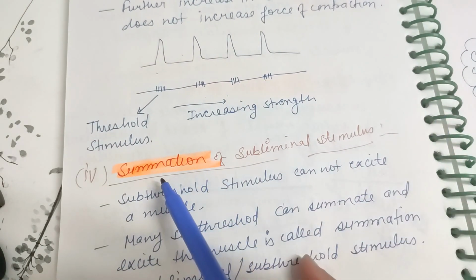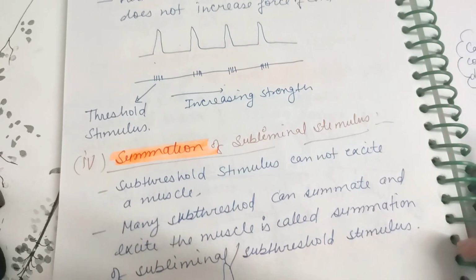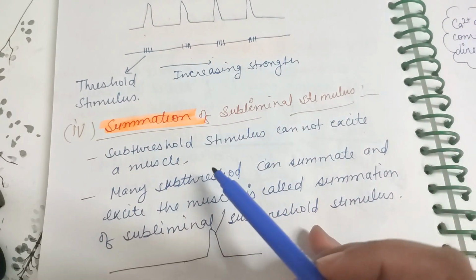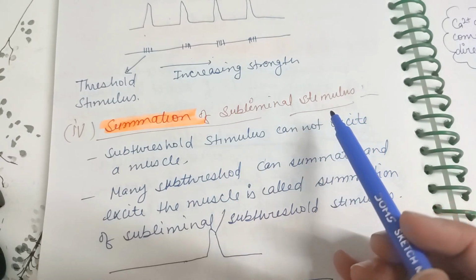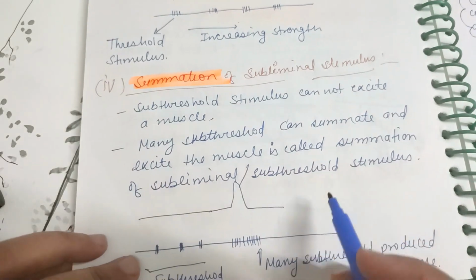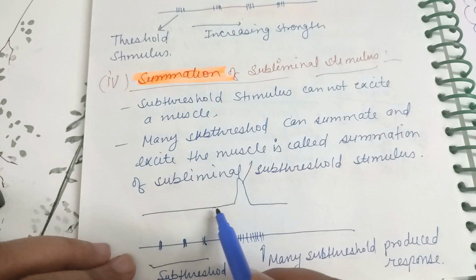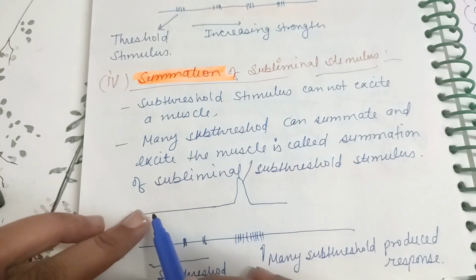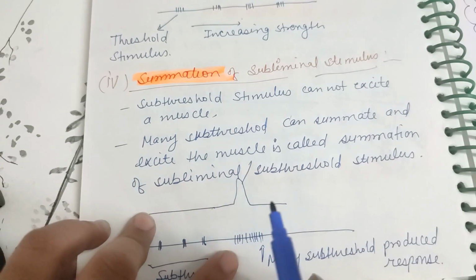Then comes the last property, which is summation of subliminal stimuli. Summation of subliminal stimuli, what is that basically? Subliminal stimuli is basically sub-threshold stimuli. What is a sub-threshold stimulus? The strength of stimulus which is not able to elicit any response. So there were no responses. When we increase the stimulus further, there was a response. So that was the threshold stimulus, right?